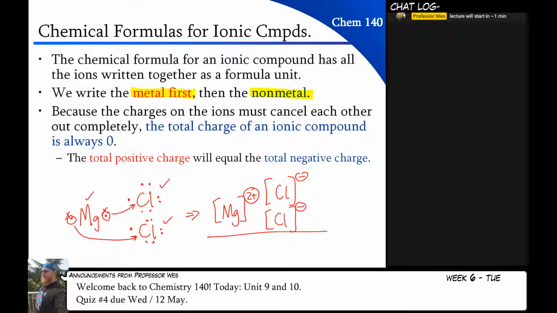Now, if you sum together all of the charges, you'll notice that the total ends up being 0. And this is just a consequence of the octet rule. The total charge of an ionic compound must be 0.